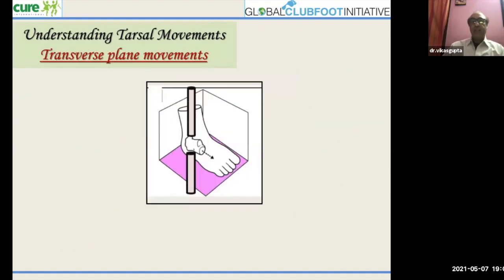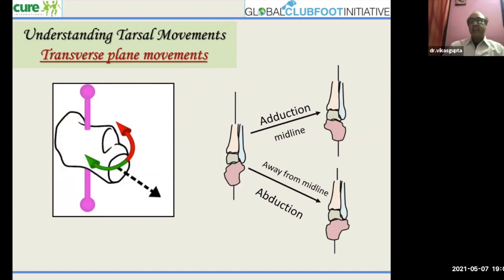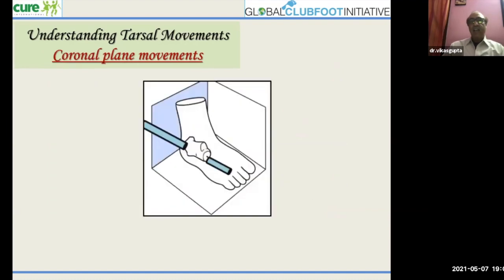Now in the transverse plane, when the distal part of the calcaneum moves towards the midline, it is called adduction. I hope you can understand from these diagrams. If it moves away from the midline, it is called abduction. And in the coronal plane, this is important to understand, the axis runs from front to back.